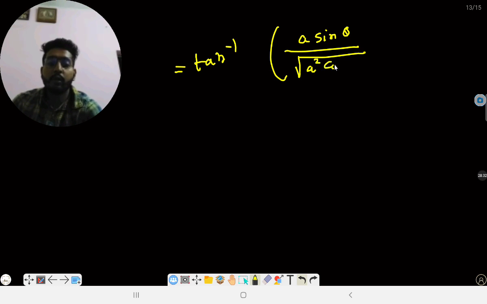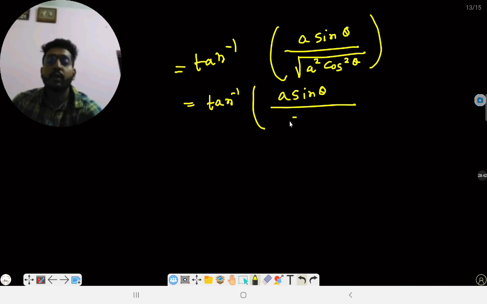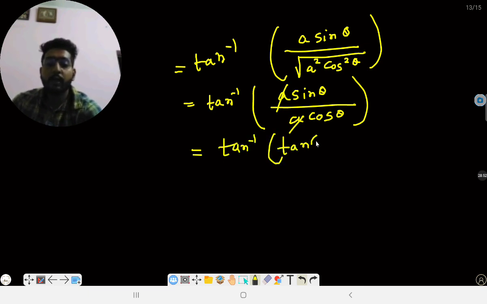So that will be tan inverse of a sine theta divided by root over a square cos square theta. Now if I remove the square root, that will be a sine theta by a cos theta. Now a and a will be cancelled out, so sine theta by cos theta is tan theta. So tan inverse of tan theta will be theta only. So we know what is theta.